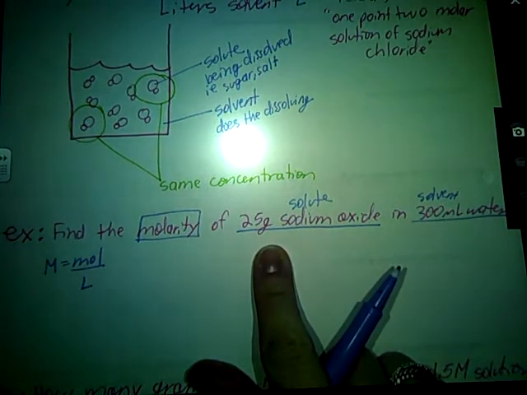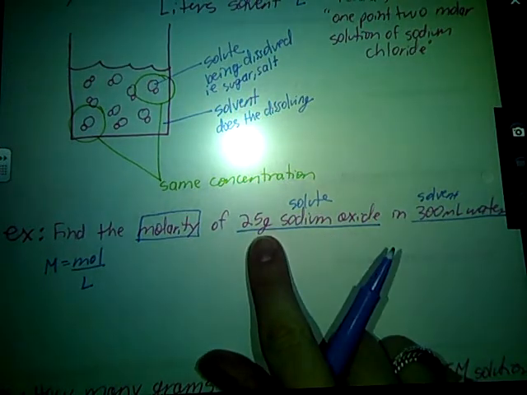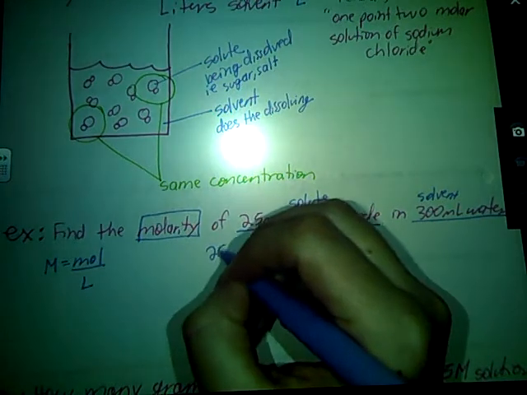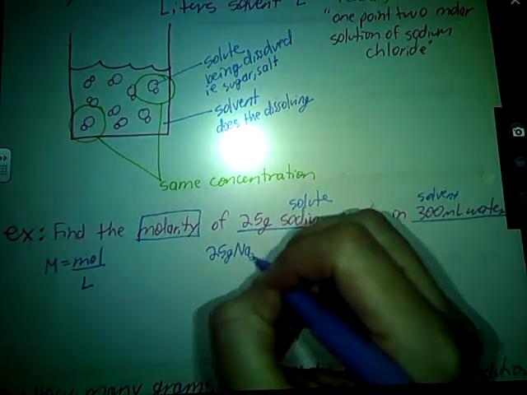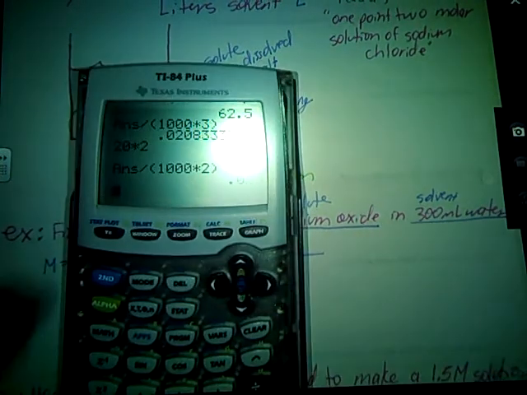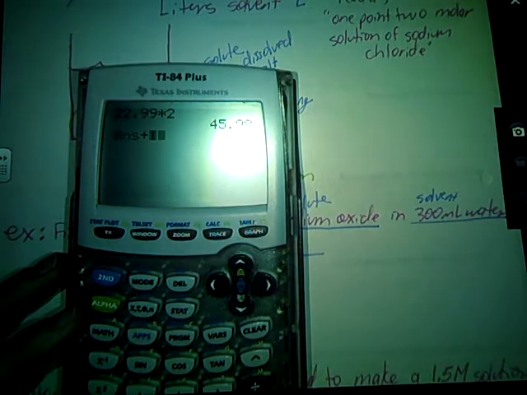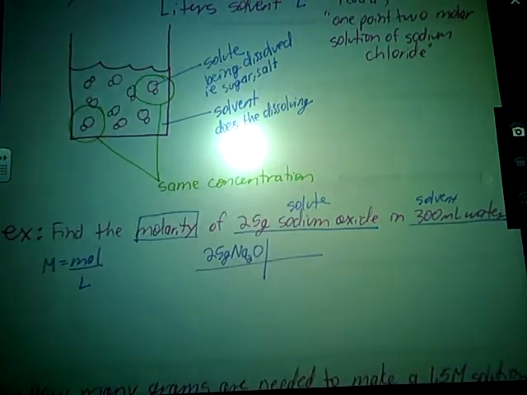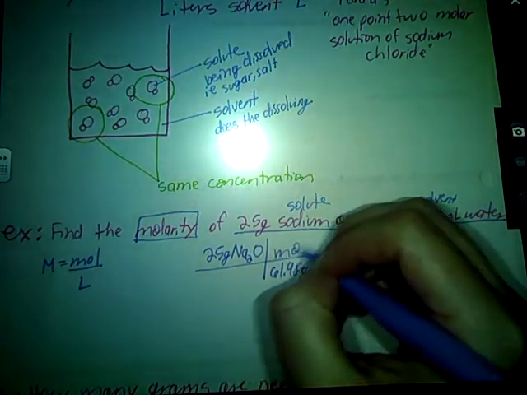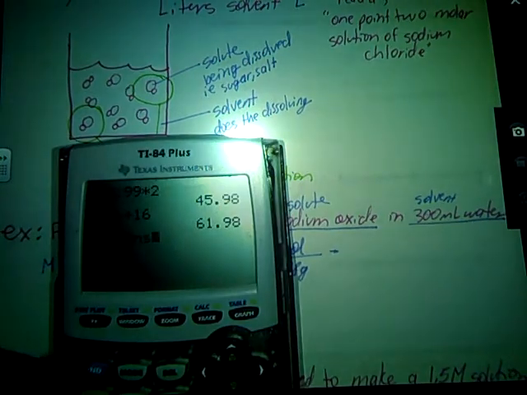So the first thing we need to do is to convert this from grams into moles. To get from grams to moles, I need the formula mass of this compound. So I'm going to go ahead and set up my conversion here. Let's calculate that formula mass: 22.99 times 2 plus 16. There it is. Grams per mole. 25 divided by that formula mass.